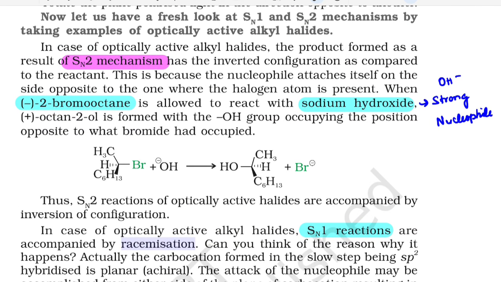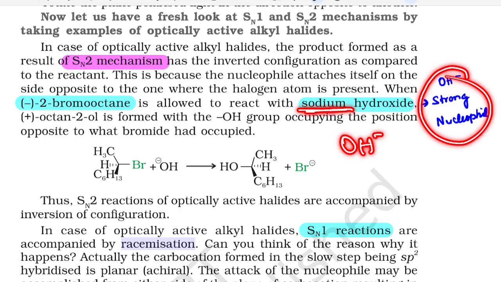So in the first one, this is the example. What is the example? 2-bromo-octane. So 2-bromo-octane is allowed to react with sodium hydroxide. Then you can see octan-2-ol is formed with the OH group occupying the position opposite to that which bromide had occupied. So here the sodium hydroxide is a strong nucleophile. Sodium hydroxide will produce OH minus, which is a strong nucleophile.